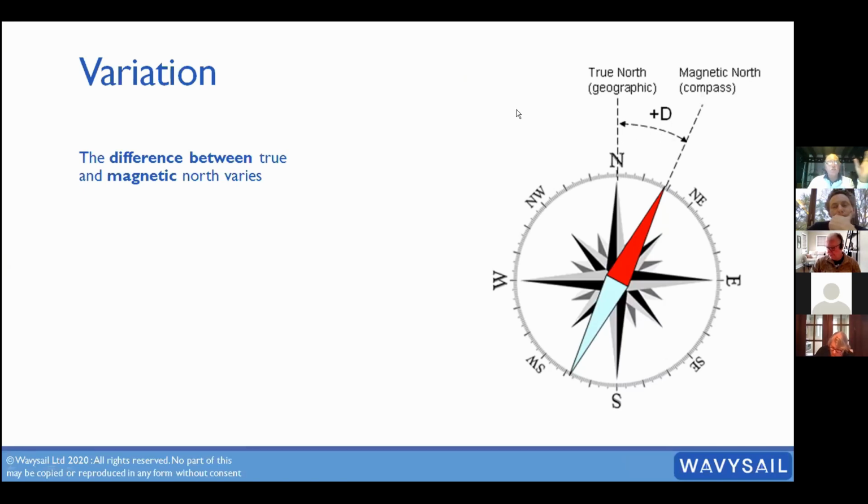And in different parts of the world, it's completely different. So variation is the difference between magnetic and true north. It's always north. You don't have a southerly variation. Okay. It varies by location and over time. So depending on where you are in the world and when you are in the world, your variation will change and adjust itself all the time.